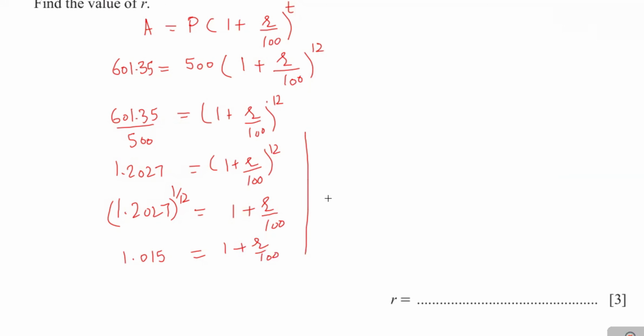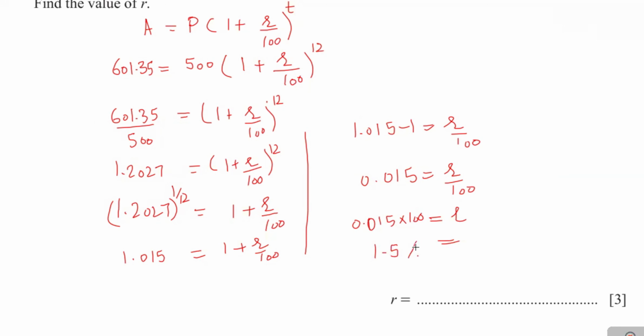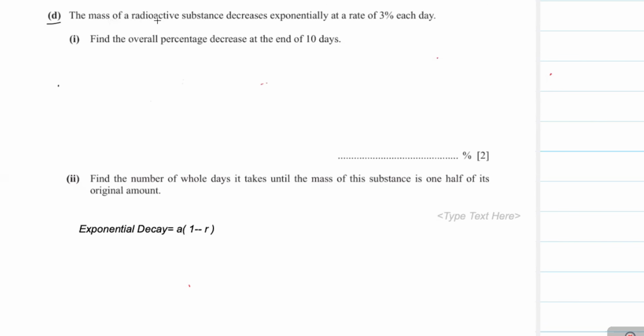Now we can write this: 1.015 minus 1 equal to R over 100, and this will be equal to 0.015 equal to R over 100, and we multiply this 0.015 by 100, and this value is equal to 1.5%. That is the answer. Part D, the mass of a radioactive substance decreases exponentially at a rate of 3% each day.